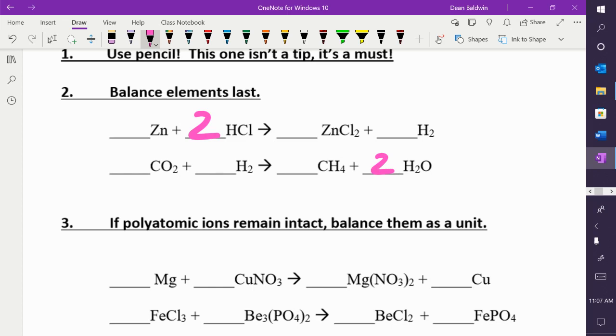Does that make sense? Okay, but now we've messed up the other stuff. So you check again. Carbon's good. Oxygen is good. So you look at the hydrogens. How many hydrogens do I have on this side? I got 8, right? 2 times 2 is 4, plus those 4. I have 8. So what number do I need to put here to balance it? 4. And it's balanced.